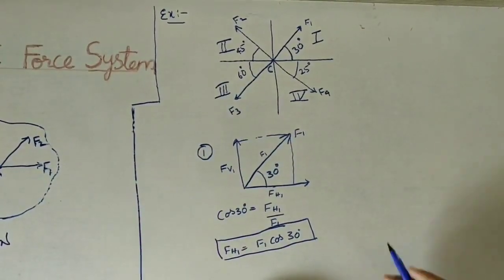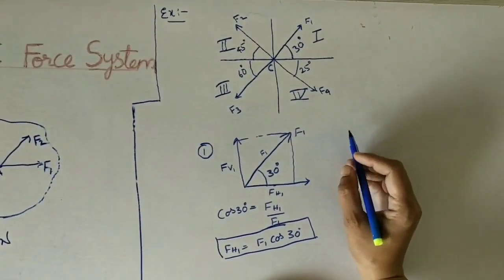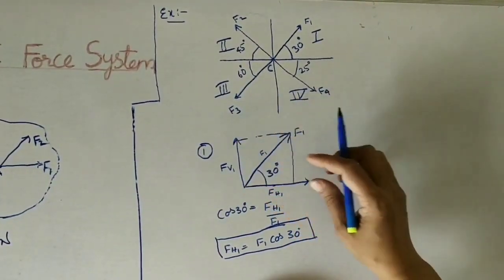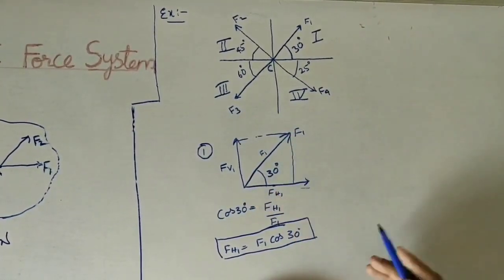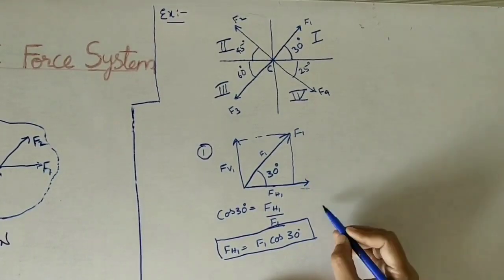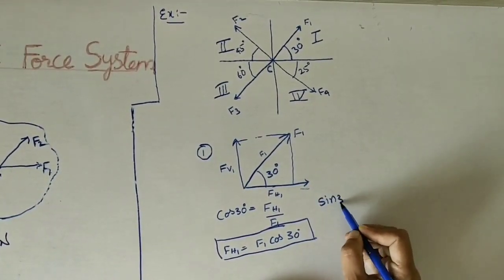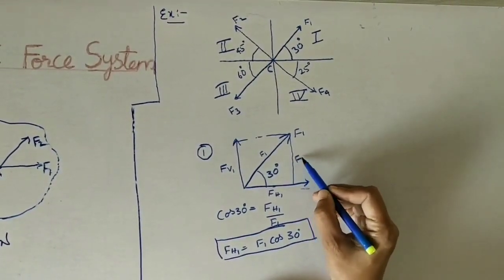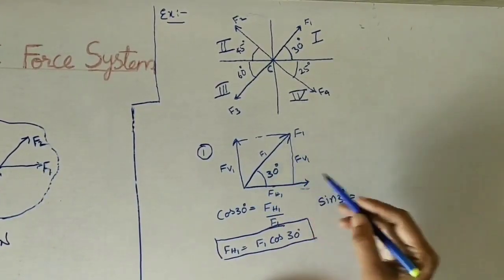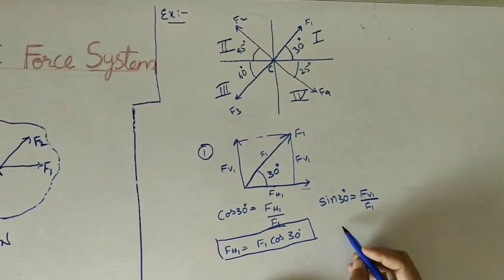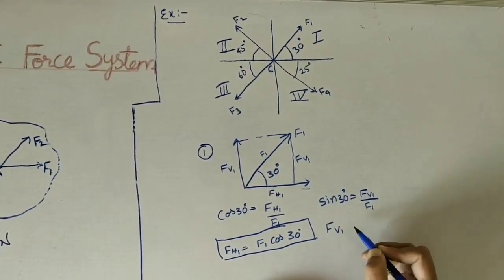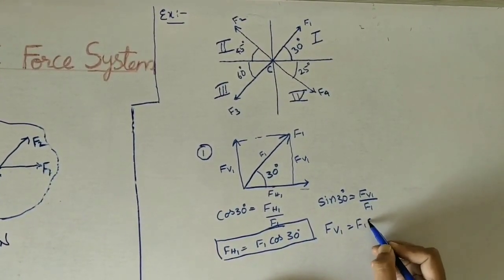Now next we need to find the vertical component. How to find the vertical component? FV1 we have to take here in this triangle. How to find the value? Sin 30 is equal to FV1 by F1. So FV1 is equal to F1 into sin 30.